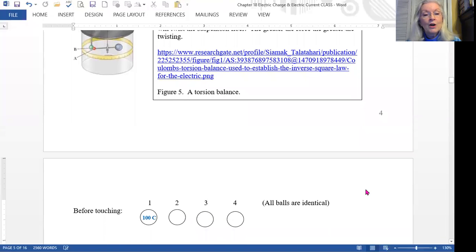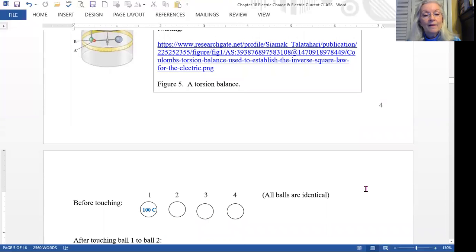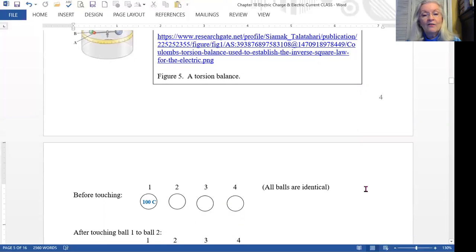So suppose we have 4 balls and they're exactly the same. They're identical, same size, same mass, same composition. And we put a 100 Coulomb charge on the first ball. So that's why this first one has a 100C in the middle of it. And we don't let any of them touch.